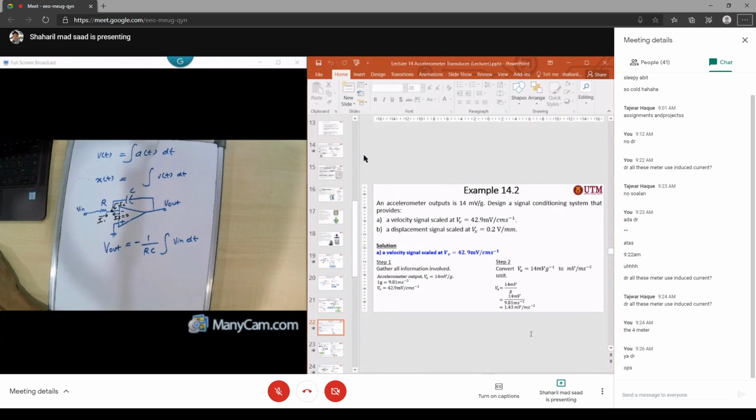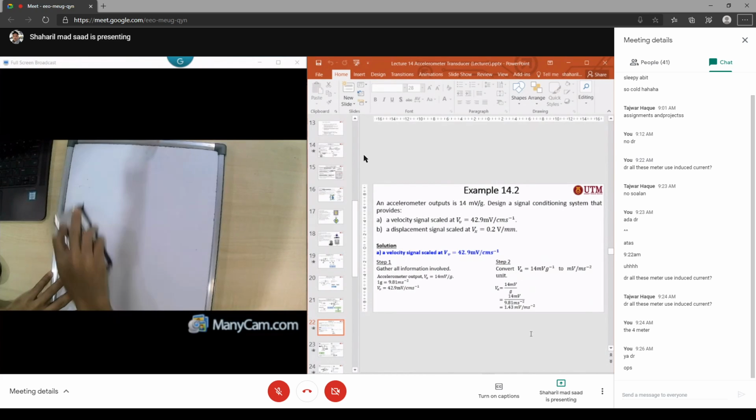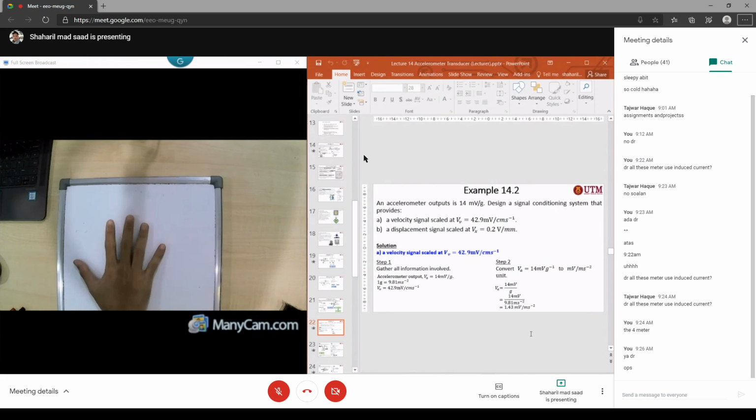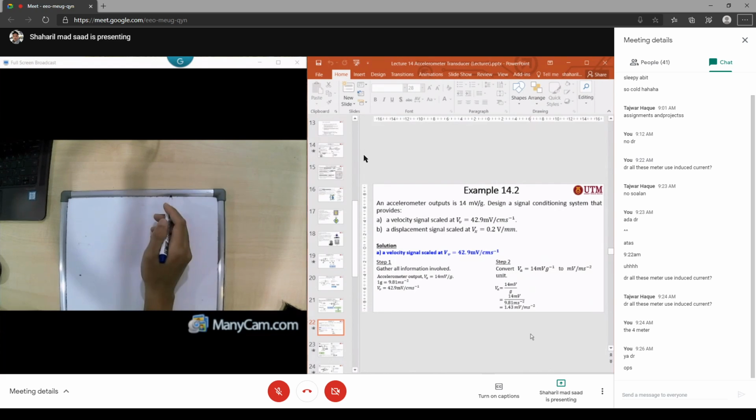All right. So let's look at example 14.2. An accelerometer output is 14 millivolt per G. Design a signal conditioning system that provides a velocity scale at VV equal to 42.9 millivolt per centimeter per second, and also provides a displacement signal scale at Vx equal to 0.2 volt per millimeter.